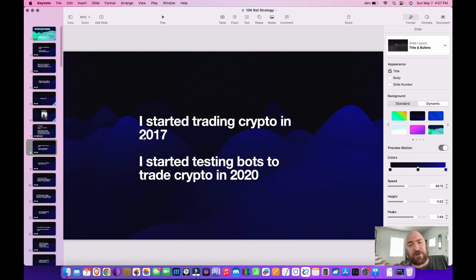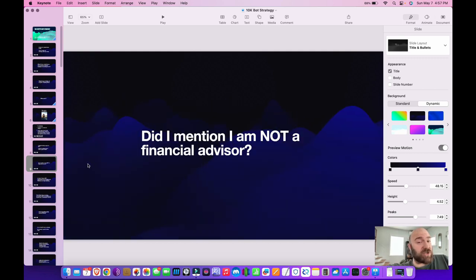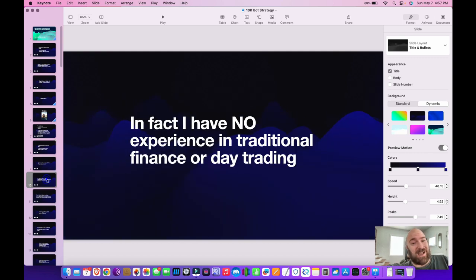I started trading crypto in 2017, and I started testing various crypto trading bots in 2020. Never really had any success till this year. Did I mention I'm not a financial advisor? I have no experience in traditional finance or day trading. I've owned some stocks, but I've never, to the degree that I am with crypto now, sat here and traded a good chunk of my day. I've never done that before crypto.